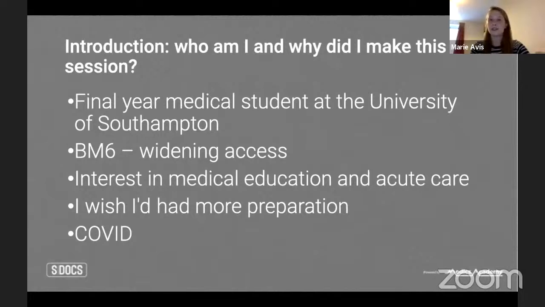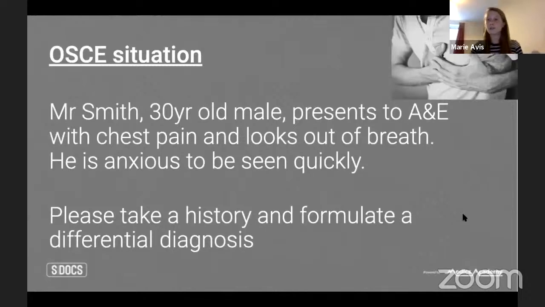The reason I wanted to do this series is I really wish I'd had more preparation going into clinical years. I felt thoroughly underprepared, and I think it stopped me from really accessing all of the things I could in placement and making the most of it. So I wanted to help you guys out and let you not make the same mistakes I did. And also with COVID, I think it's been more tough on you guys because you haven't been able to talk to your peers about any worries you have as easily, and you might not have had as much preparation going into placement as you might have liked. So let's jump straight in.